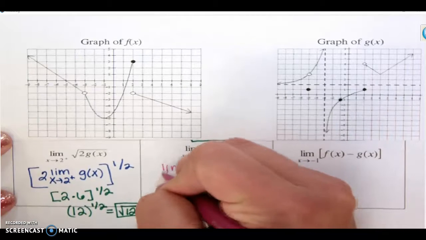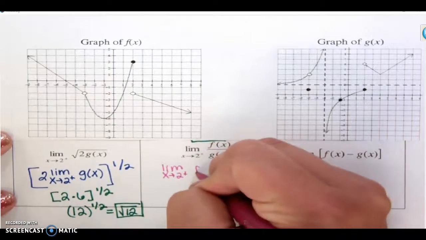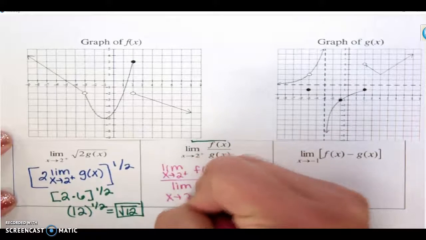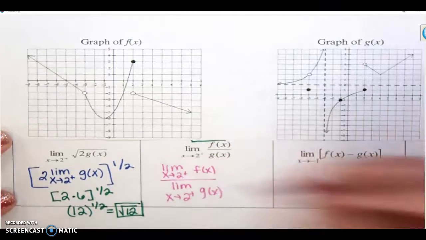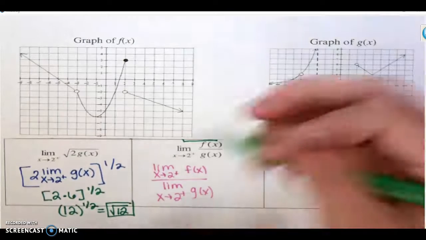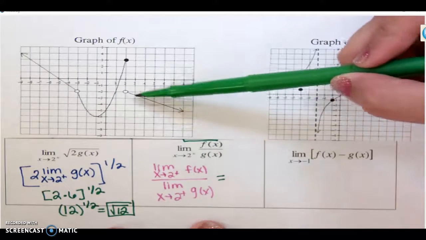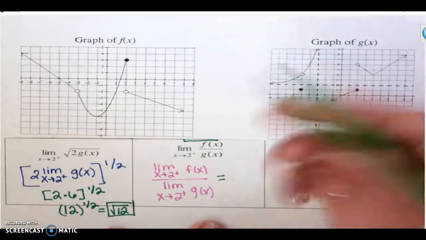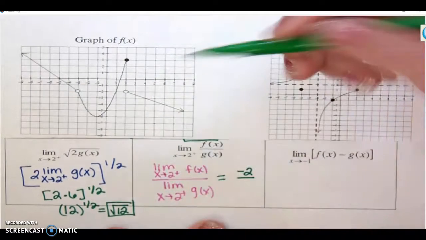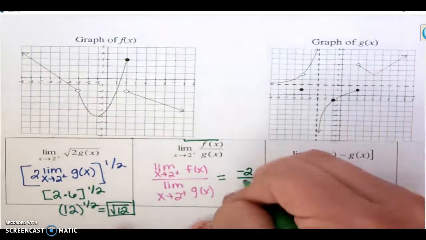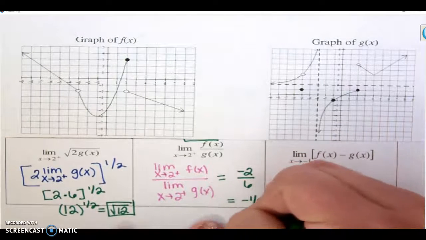Okay, so this one we have just division. The limit as x approaches 2 from the right of f of x over the limit as x approaches 2 from the right of g of x. So 2 from the right for f of x is going to get us to that -2. And 2 from the right on g of x is going to get us to that 6. So we're going to end up with -1/3.